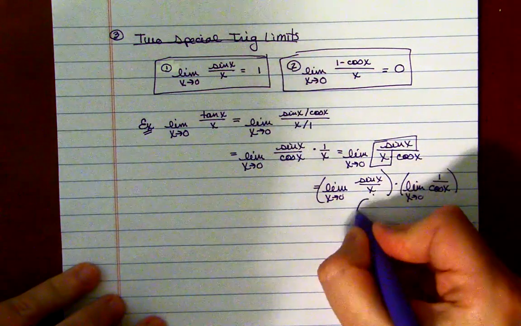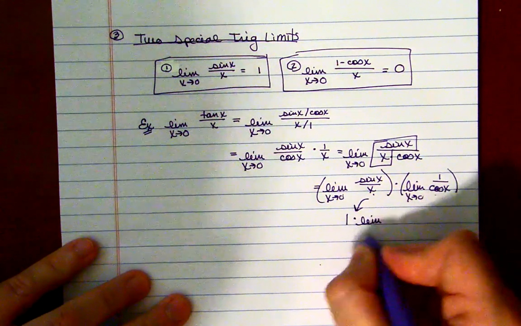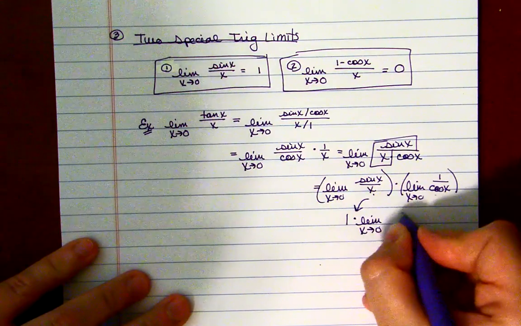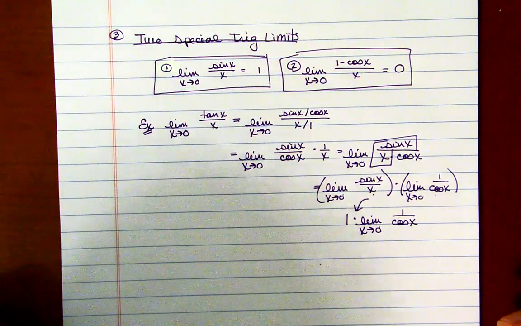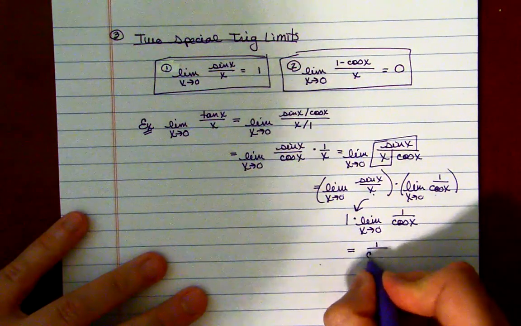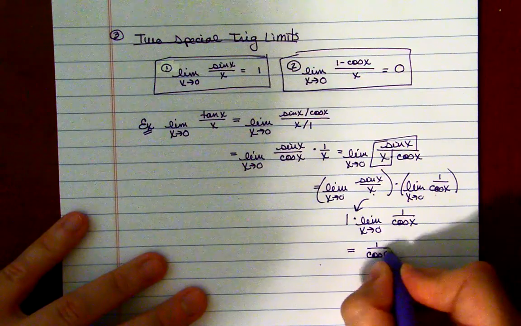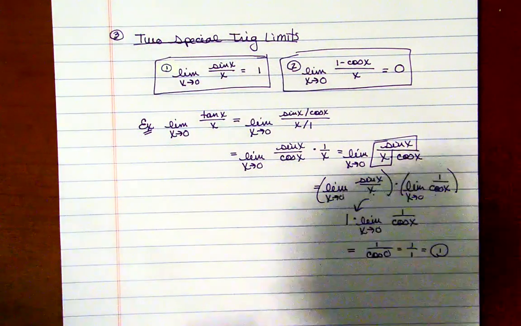Well, I know what this limit is over here. This is 1. So I'm just going to get 1 times the limit as x approaches 0 of 1 over the cosine of x. Go and plug in your 0 for the x. We're going to get 1 over the cosine of 0. That's 1 over 1. And this limit is going to end up equaling 1.